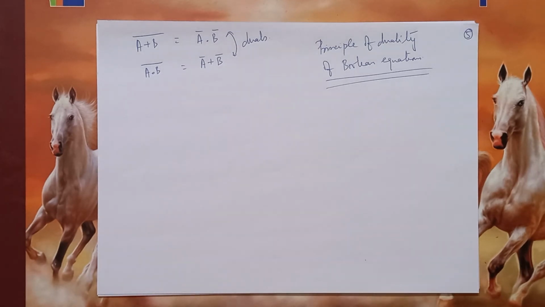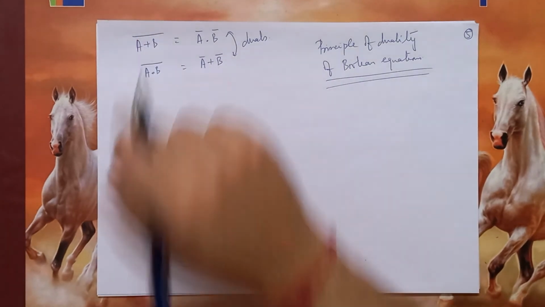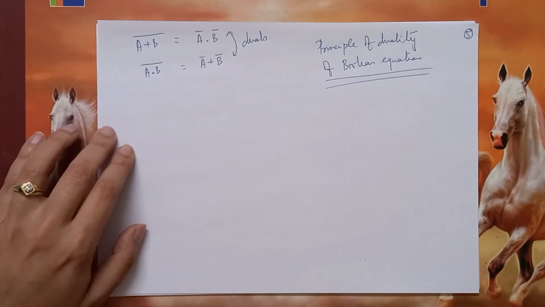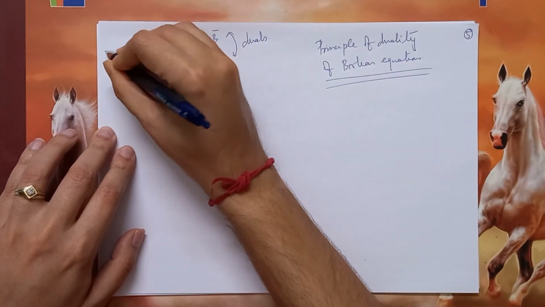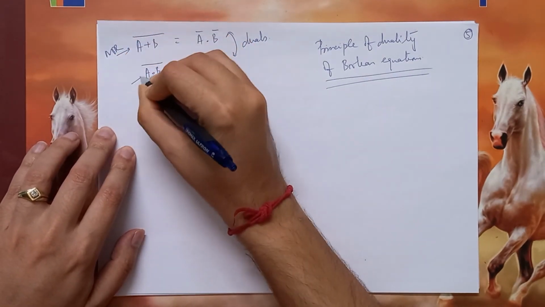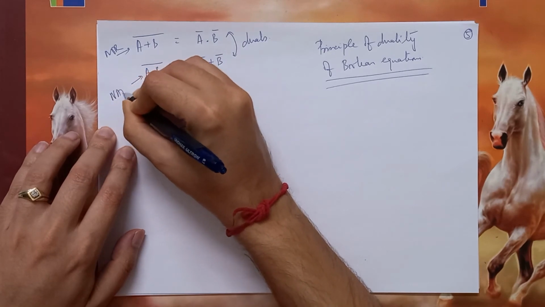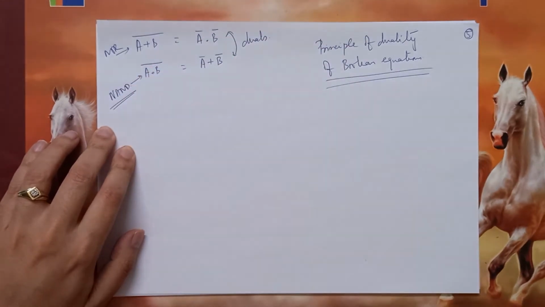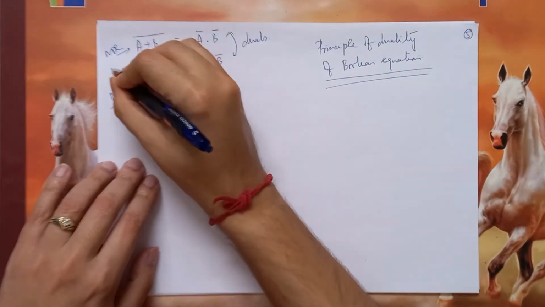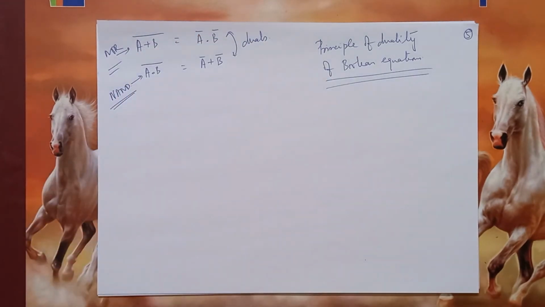Interestingly, NAND and NOR are also in some sense duals of each other, because the dot is replaced with a plus and vice versa. So this is essentially a NOR operation and this is essentially a NAND operation. So therefore they are duals of each other.